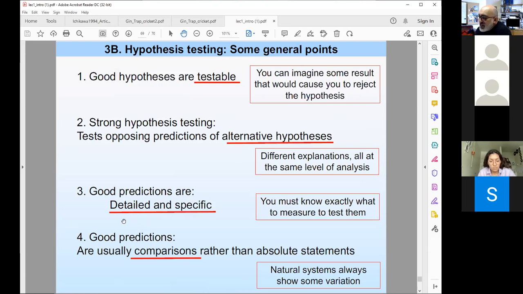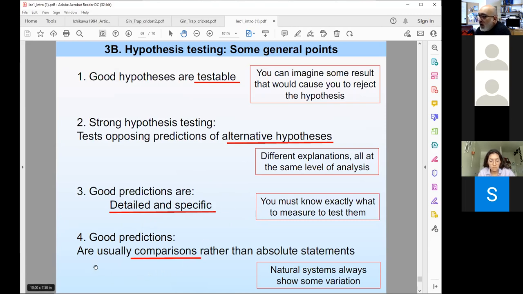Good predictions are detailed and specific. That is, you should be able to know whether a prediction has been upheld or not based on the experiment that you've done. So you have to design an experiment that will allow you to know exactly what you're measuring.